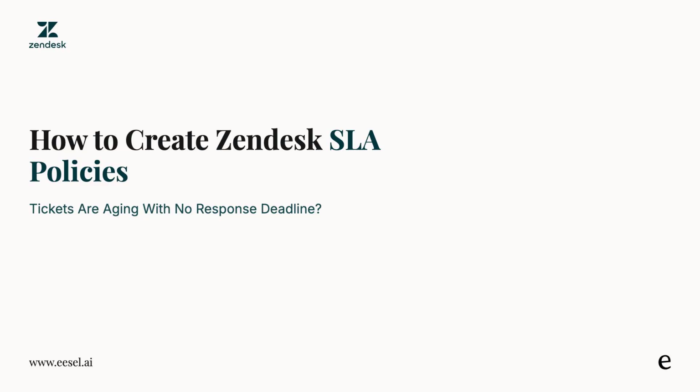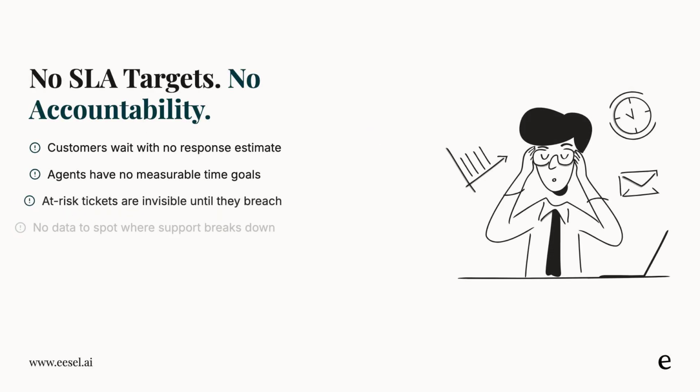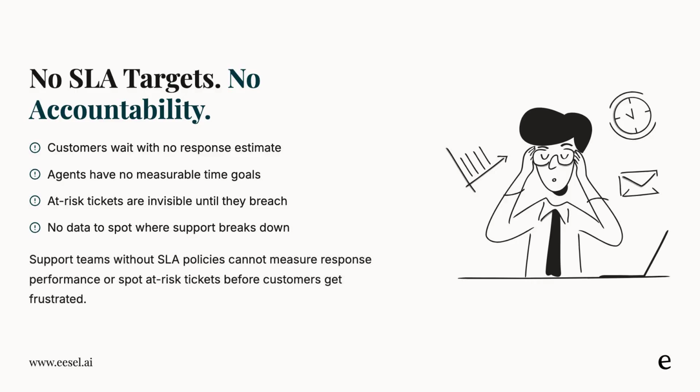When there are no SLA targets, your support team is flying blind. Customers wait with no response estimate, agents have nothing to measure themselves against, and the tickets most at risk of breaching stay invisible until the damage is done. That cycle kills customer trust fast.